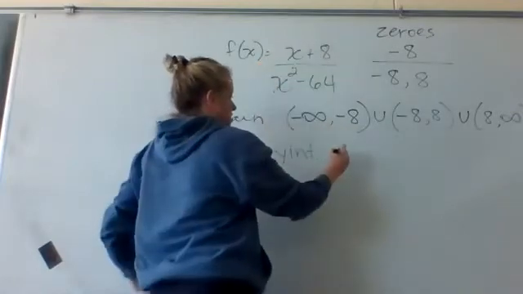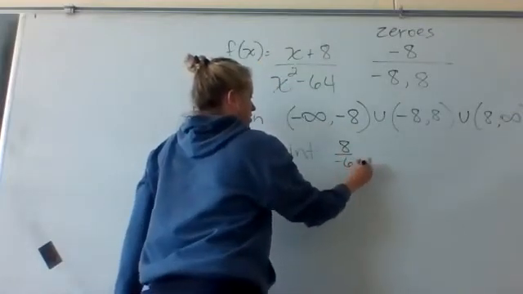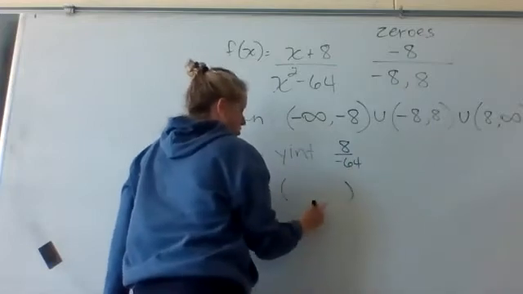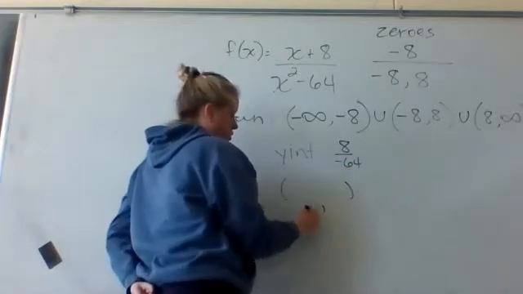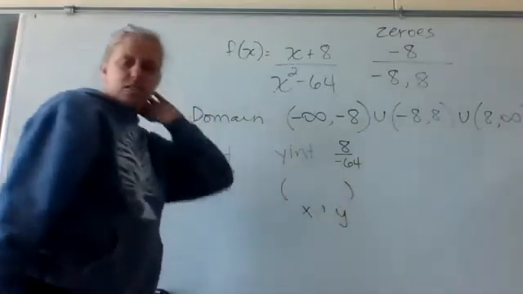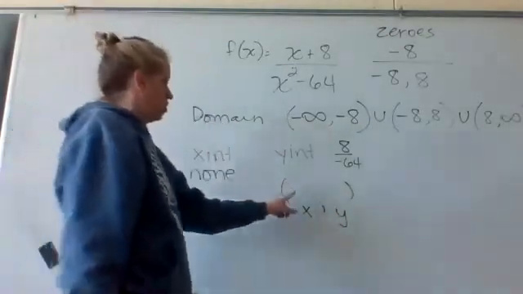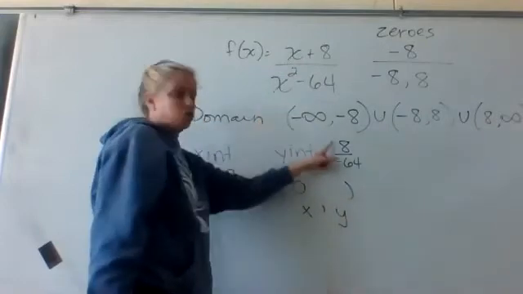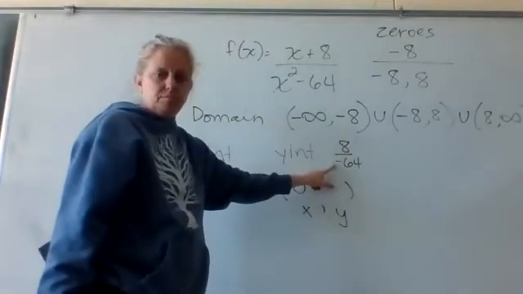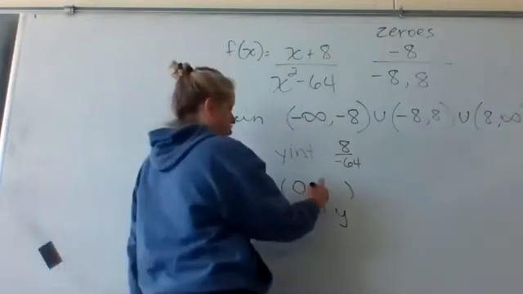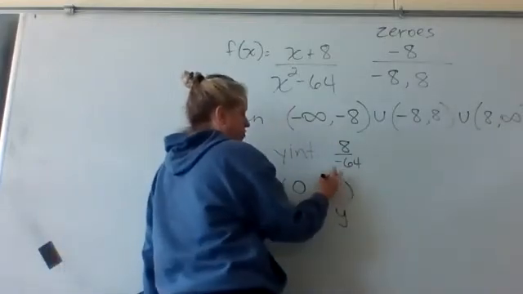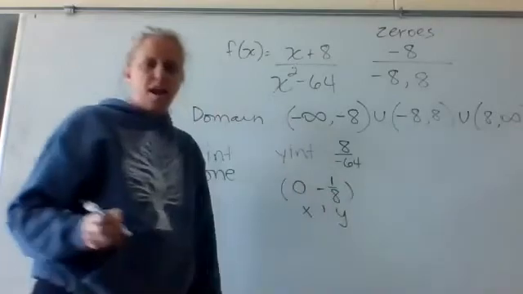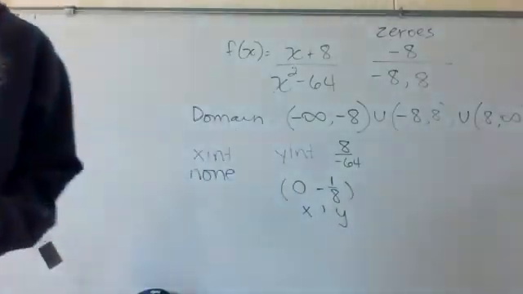+8 over -64. Now remember, your x and y intercepts are ordered pairs with an x coordinate and a y coordinate. What's the x? What did you put in the x? 0. Just reduce this, right? A positive over a negative is just going to make it -8 over 64, which reduces to 1/8. So there's your y-intercept.